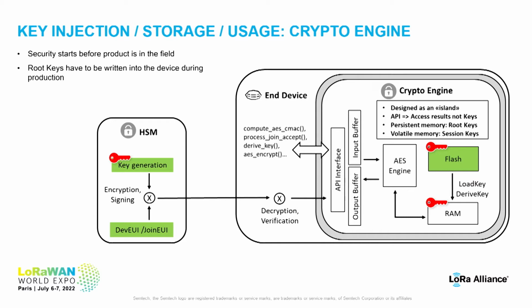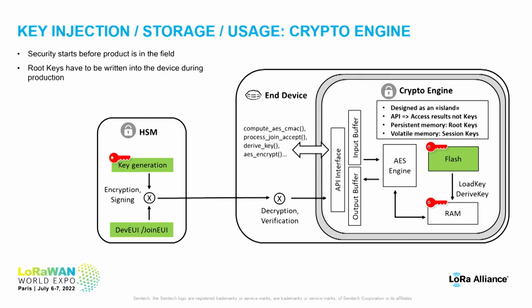This provisioning data is then stored into a specific part of the device called crypto engine here. The name of this part can vary, like crypto island, crypto engine, or secure element for high-end devices. It contains persistent memory for root key storage and volatile memory for derived session keys, and an AES engine to perform the cryptographic operations, usually using some hardware accelerators for best performance.